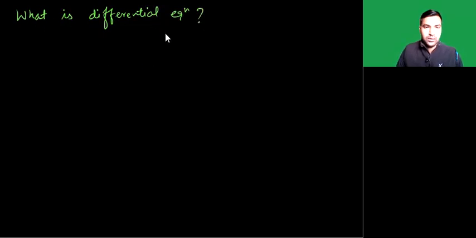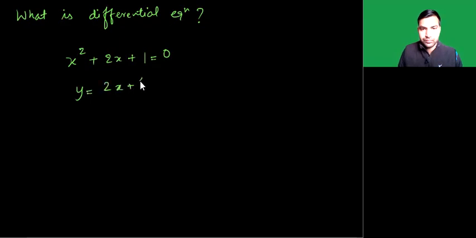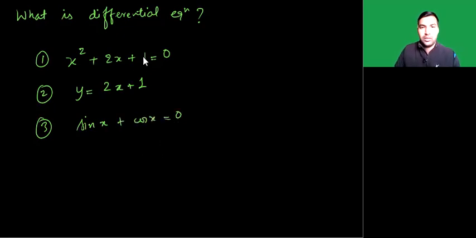So before we answer this, what type of equations have we already learned? Let's say x squared plus 2x plus 1 equals 0. This is a quadratic equation. Then we have seen y equals 2x plus 1, a linear equation in two variables. This is 1, 2. Then we have seen trigonometric equations, for example, sin x plus cos x equals 0. So these types of equations we have already learned.